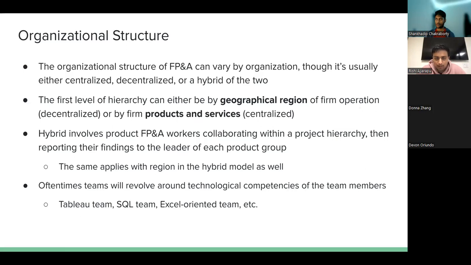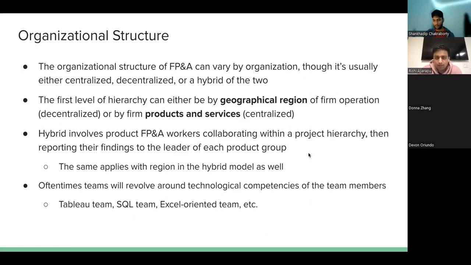For the first level hierarchy, it can be organized by geographical region of a firm's operation. That would be decentralized, for example, an office in New York City or an office in San Francisco. Or you could organize it by the firm's product or services, and that would be a more centralized approach. For example, Apple's iPhone would be a product, right?